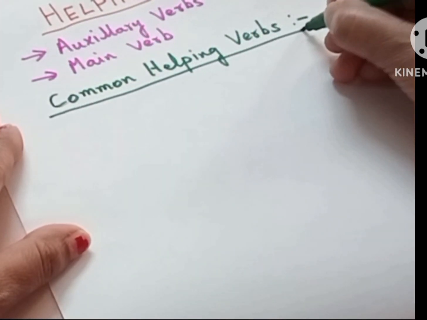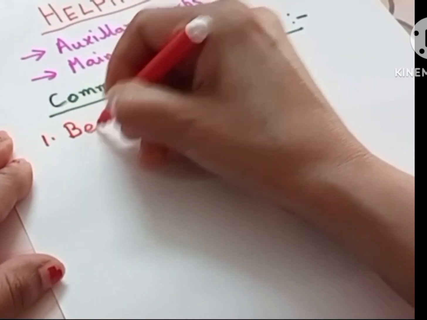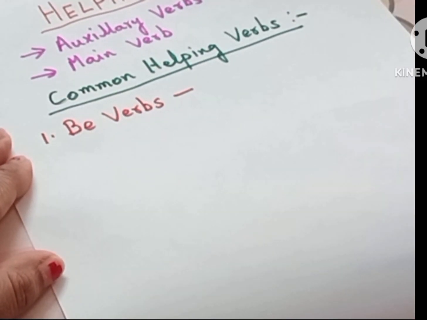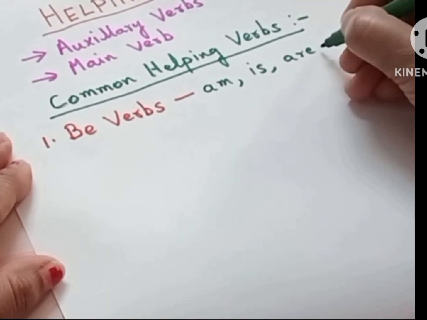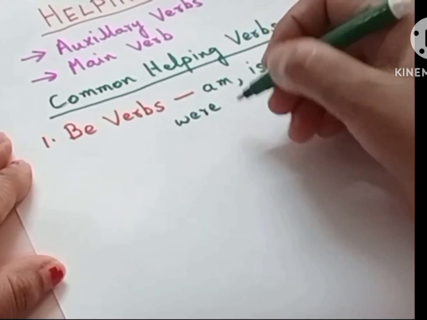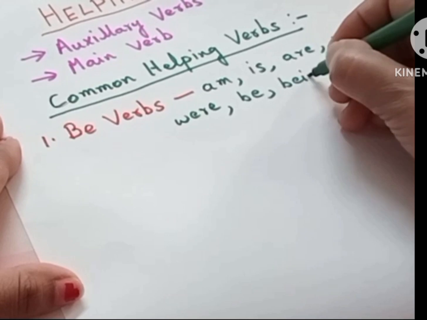Like, first one is be verbs. That is am, is, are, was, were, be, been and being.